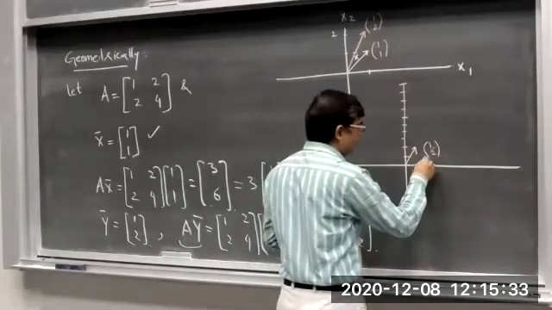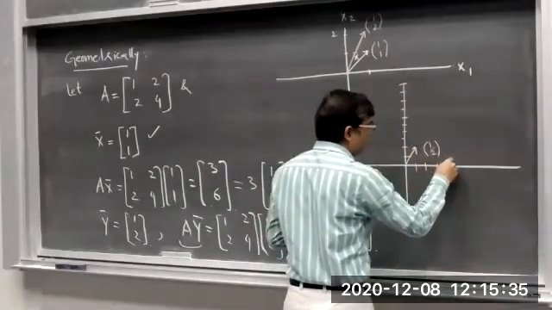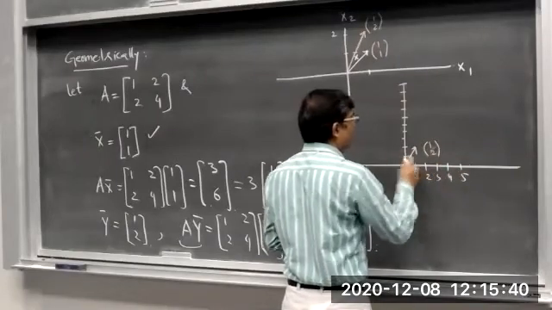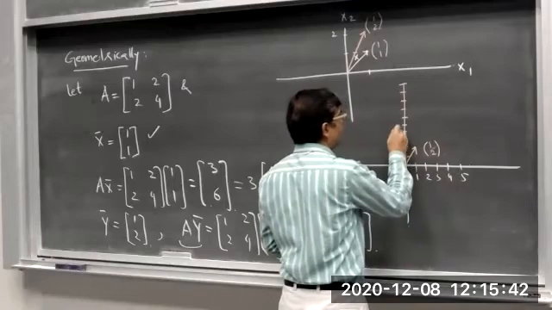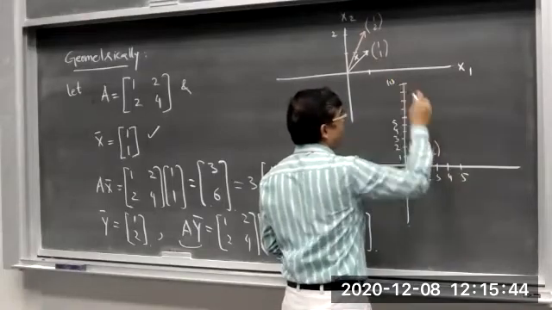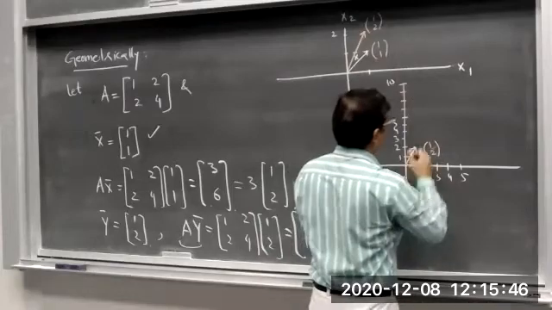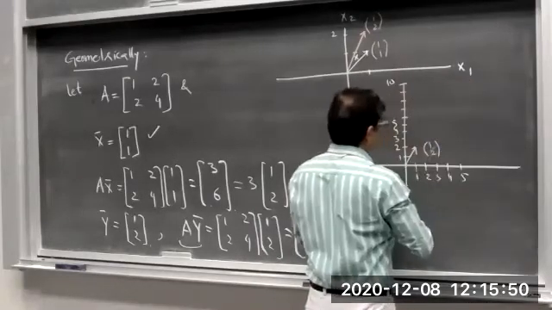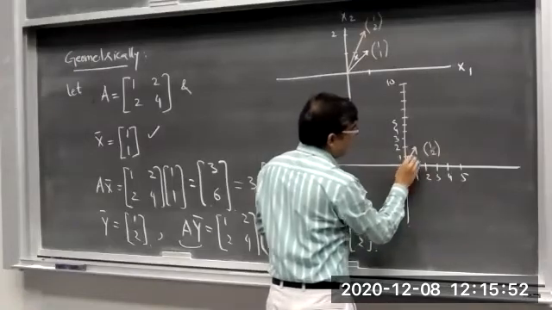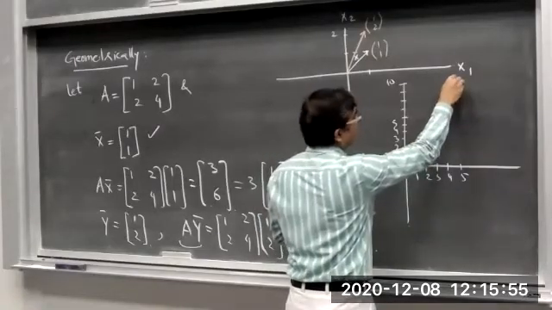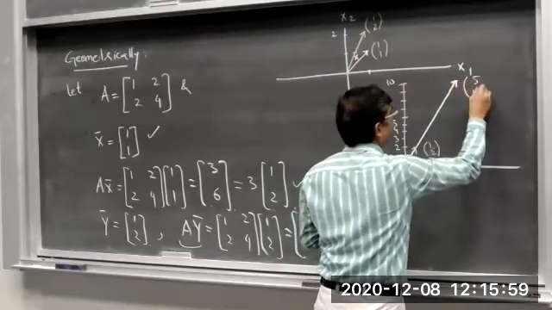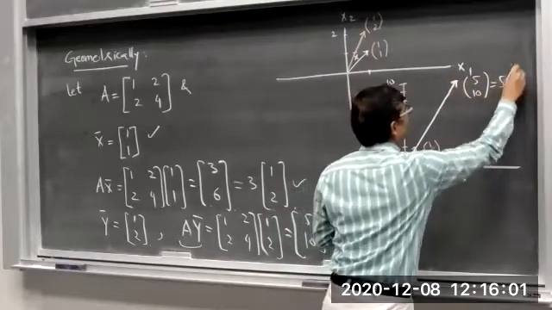So it is 1, 2, 3, 4, 5. Here we have 5, and here we have 1, 2, 3, 4, 5, and here 10. So what do we obtain here? We obtain a vector which is basically similar in direction, and it is (5, 10). It is 5 times (1, 2).